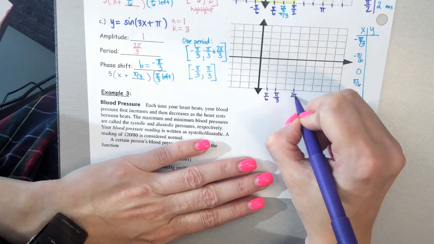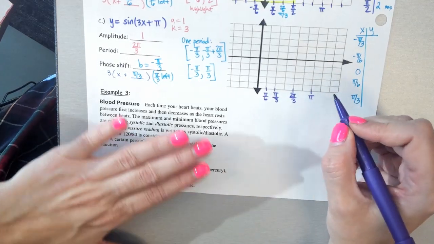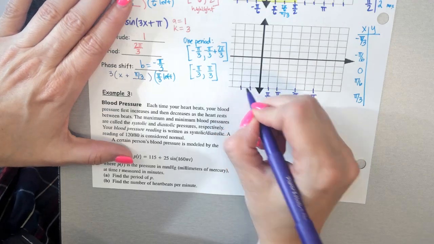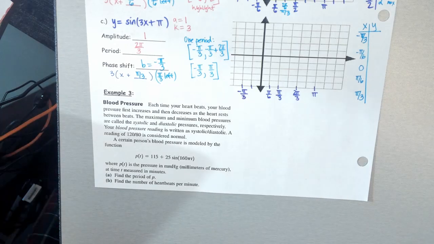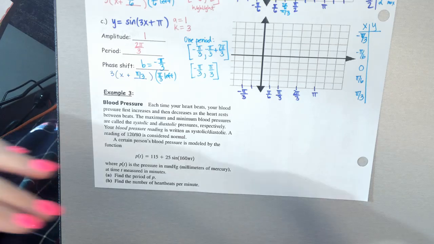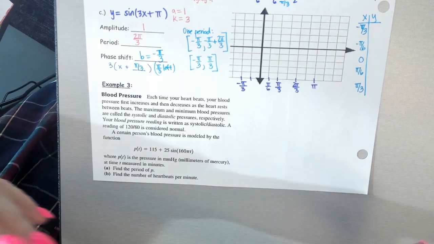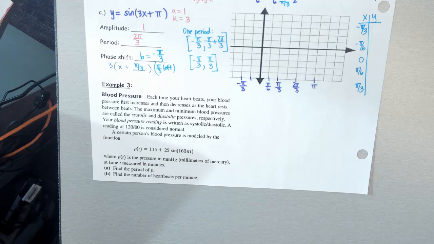This would be 2 pi over 3. 3 pi over 3. Okay, so if your phase shift is a little bit larger, like pi over 3 or pi over 2, then it's better to go every other one instead of every mark. It'll just be easier for you to graph. But there might be some where you have to find an in-between spot.